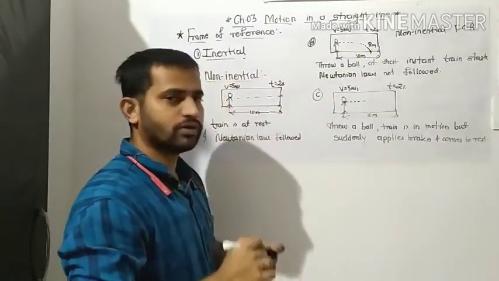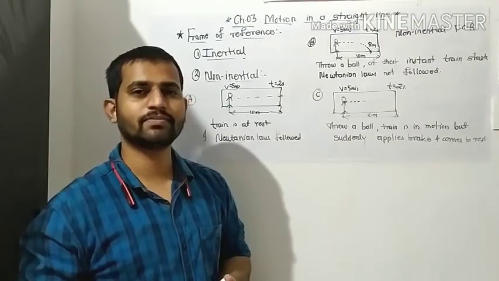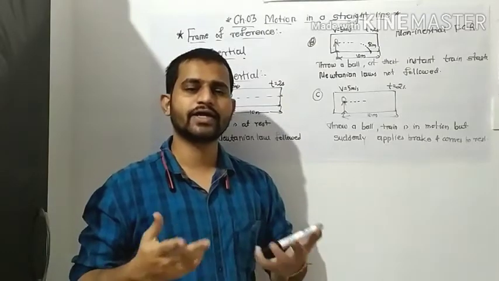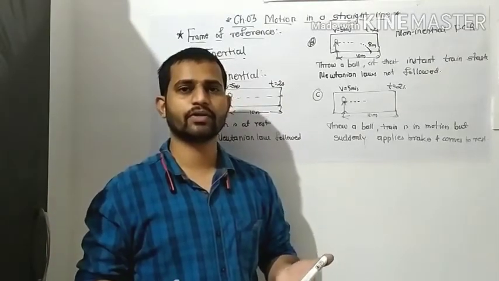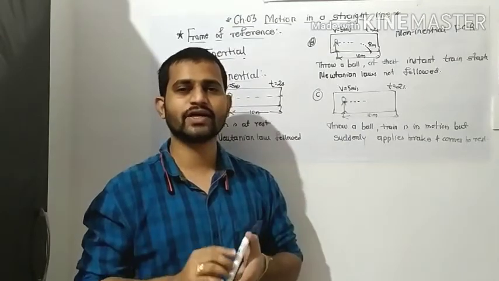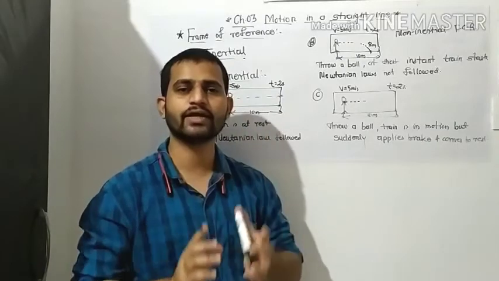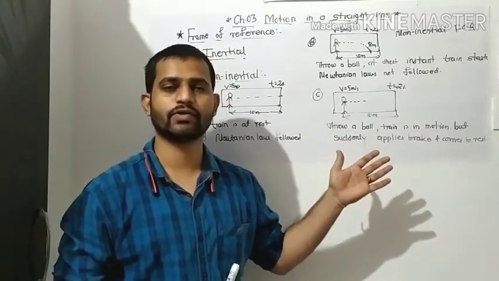Okay, so when we throw a ball and at that instant the train applies the brake, what will happen? The train is initially at a higher speed, 40 km per hour, 50 km per hour. That higher speed will get acquired by this ball, and due to this, what will happen?